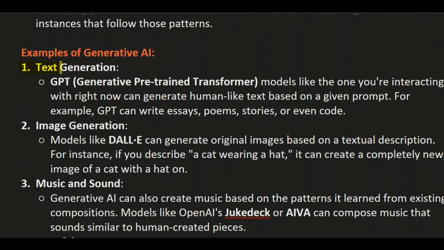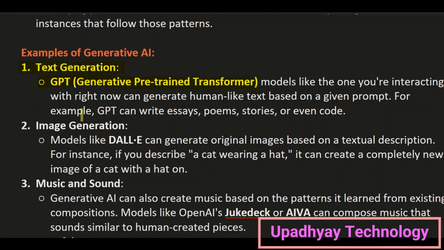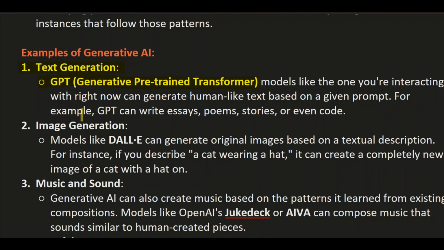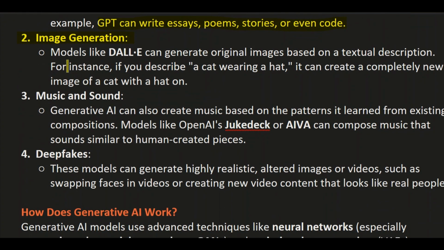Examples of generative AI. 1. Text generation. GPT, Generative Pre-trained Transformer. Models like the one you're interacting with right now can generate human-like text based on a given prompt. For example, GPT can write essays, poems, stories, or even code. 2. Image generation. Models like DALL-E can generate original images based on a textual description. For instance, if you describe a cat wearing a hat, it can create a completely new image of a cat with a hat on.